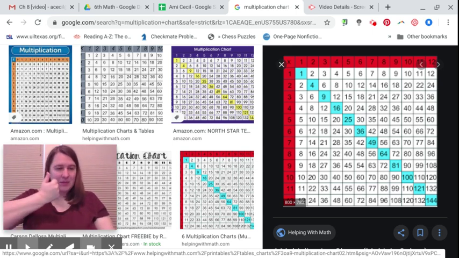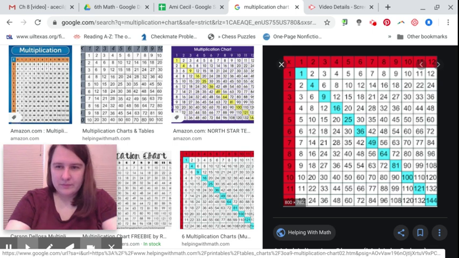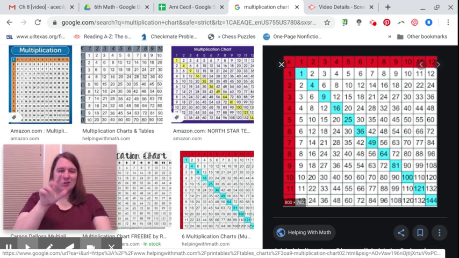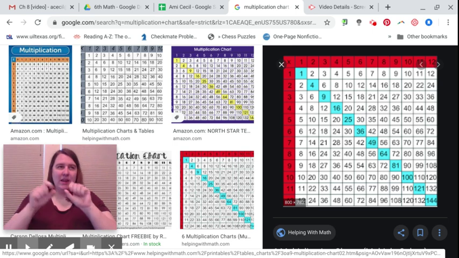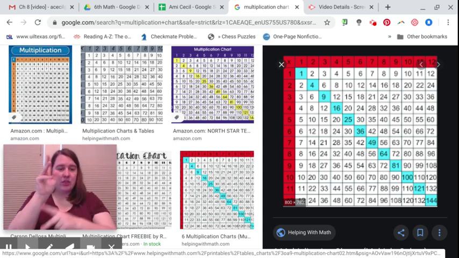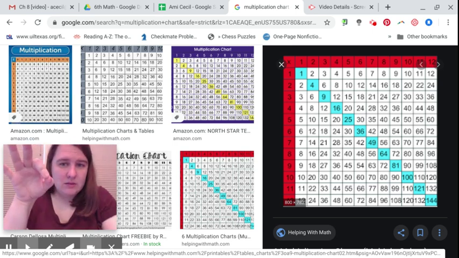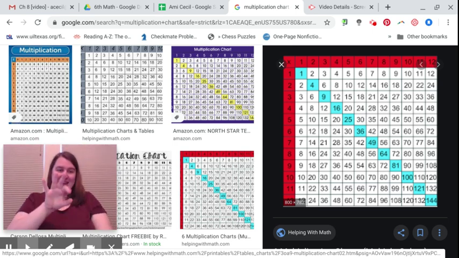I can think to myself, 9. Let's look at the 9 column. I don't see a 24. What can multiply to equal 9? 3 times 3. So let's look at the 3 column. Oh, I see 9. I can see 24. So I can divide 9 and 24 by the same number, 3, and get my answer.